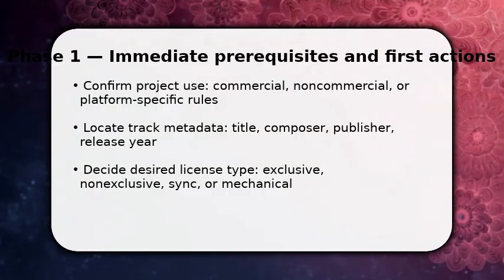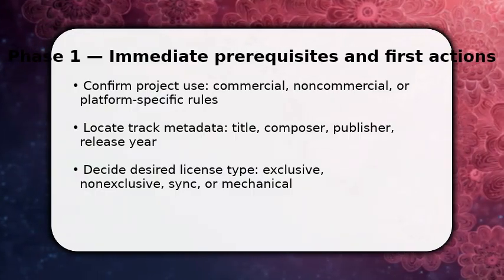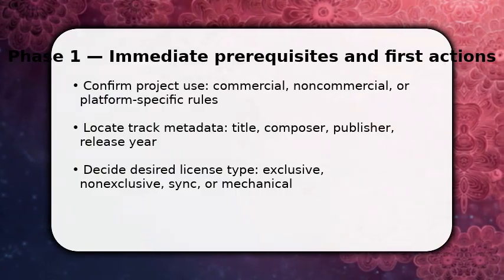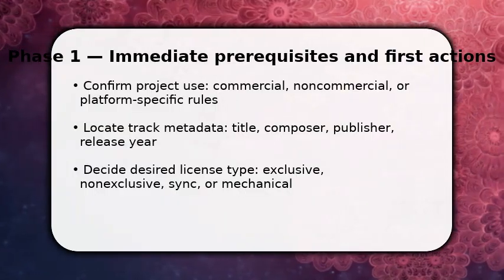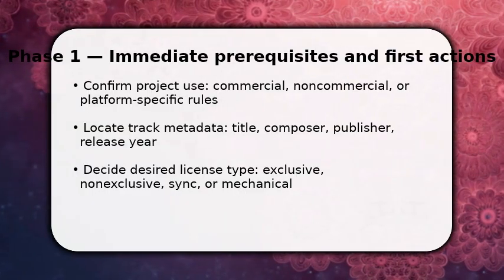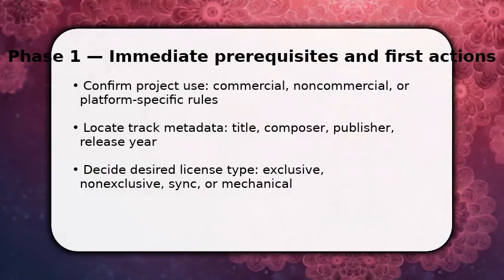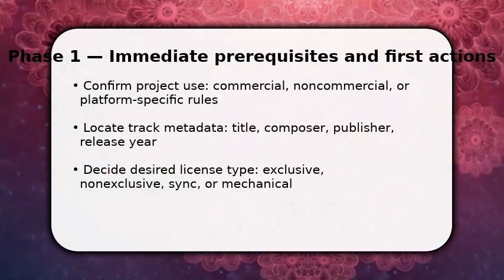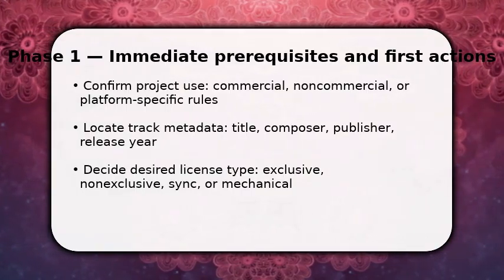You start by zeroing in on the rights you need. This saves time and money. Check whether your project is commercial or non-commercial, and note platform rules. Once done, identify the exact track metadata: title, composer, publisher, release year, because that points to the right holder. Next, decide the license type you want: exclusive, non-exclusive, sync for video, or mechanical for reproduction. Do this now. It frames every outreach and negotiation you'll do next.